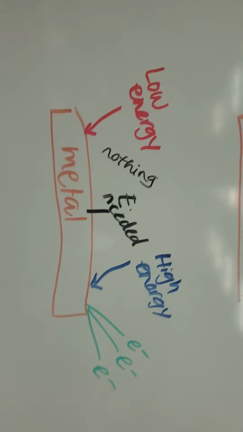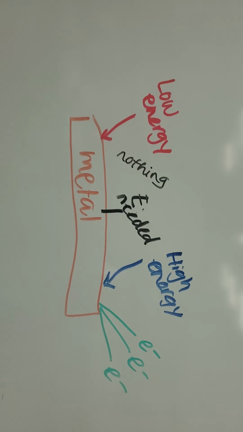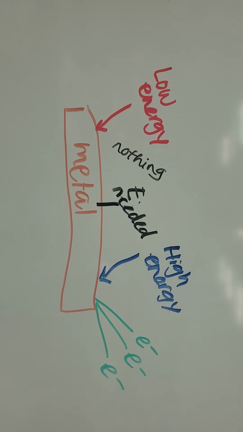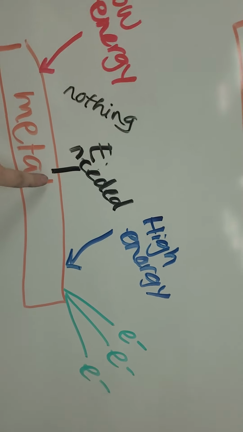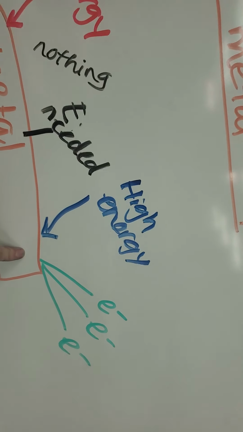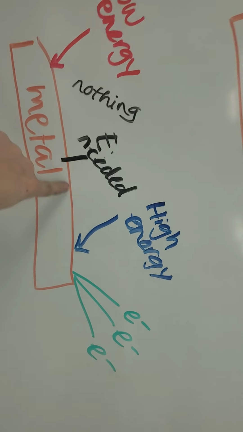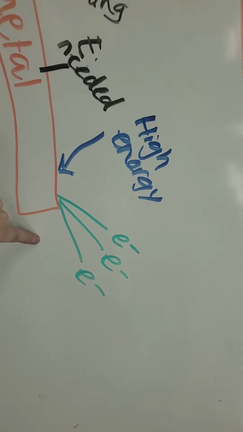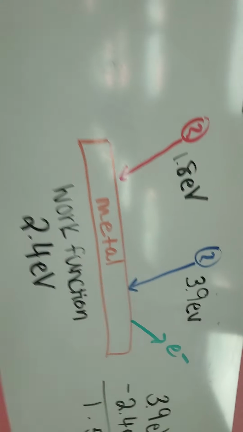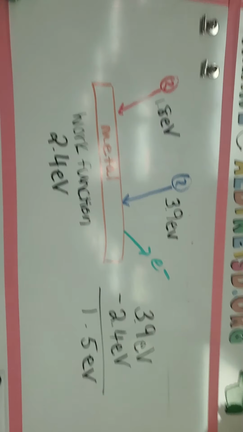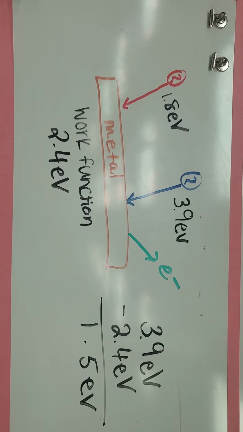Here's just another way of looking at it. If we hit it with low energy light, nothing happens. This is the energy that we need. If we hit it with something that's higher energy than the energy needed, we're going to release those electrons. They're going to be shot off. So here's just one more example, but this time we've got some numbers.